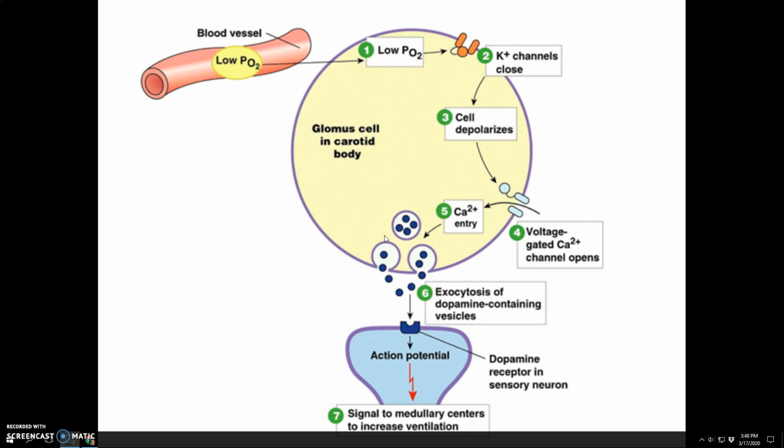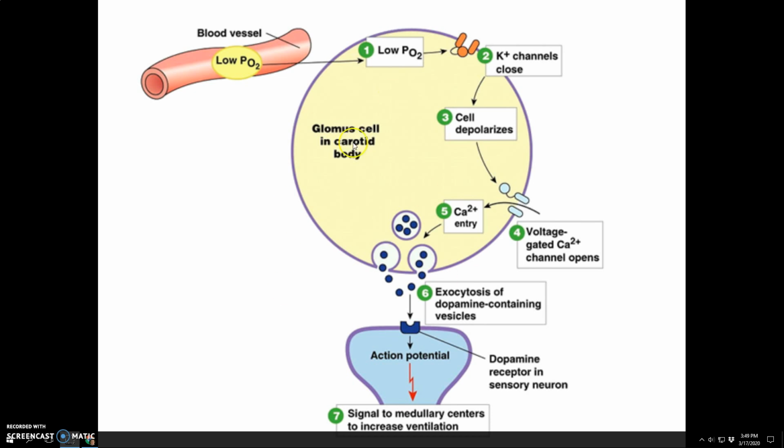And the cell will depolarize as a result, and this will open up a voltage-gated calcium channel as the cell depolarizes or the voltage changes. And so calcium can flood in, then triggering the release of dopamine, which can trigger another neuron to increase the activity of the medulla.